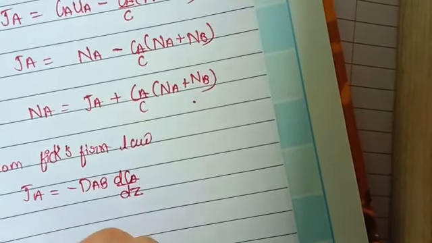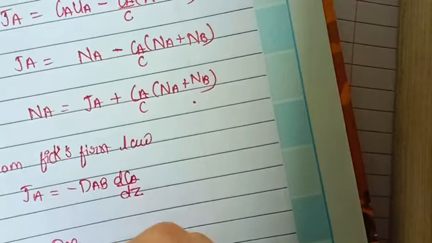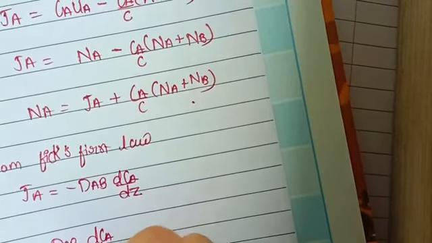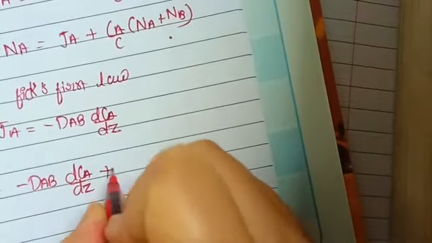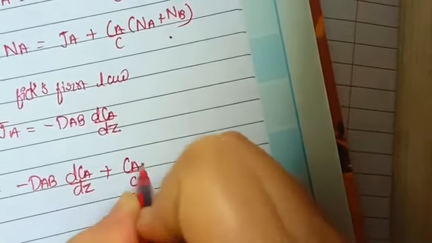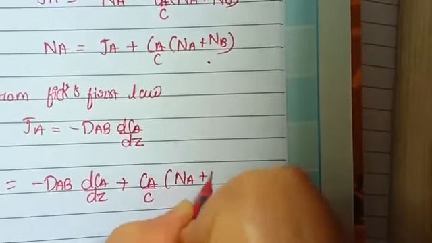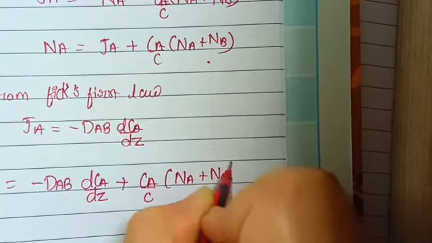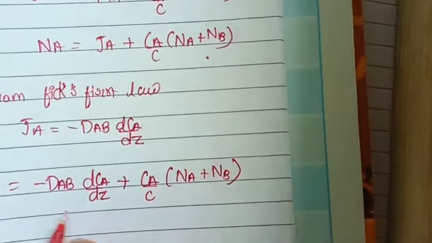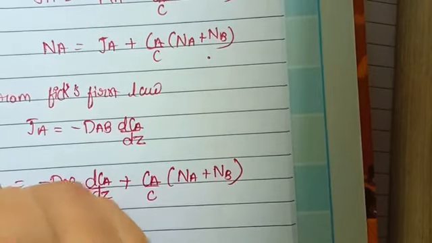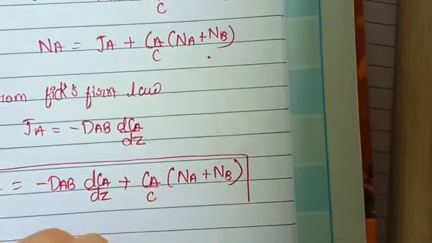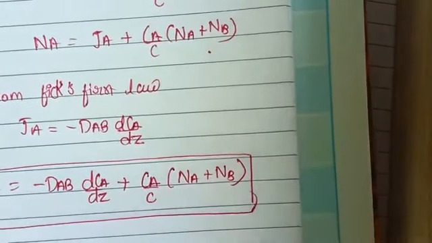NA is equal to minus DAB dCA by dZ plus CA by C times (NA plus NB). This is the final equation which we will need in a further lecture.